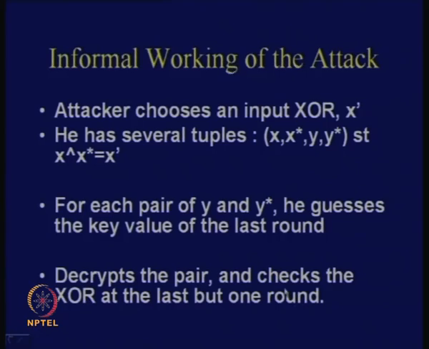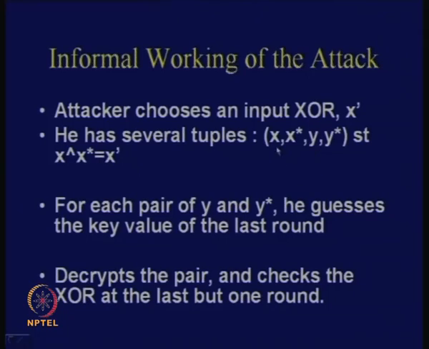Now we start formally what is known as the differential attack, and we start informally. The attacker chooses an input XOR X dash. So you fix an input XOR and I name that X dash. He has several tuples. For example, he can obtain tuples like X comma X star, where X and X star, if you XOR them, you get the value of X dash.